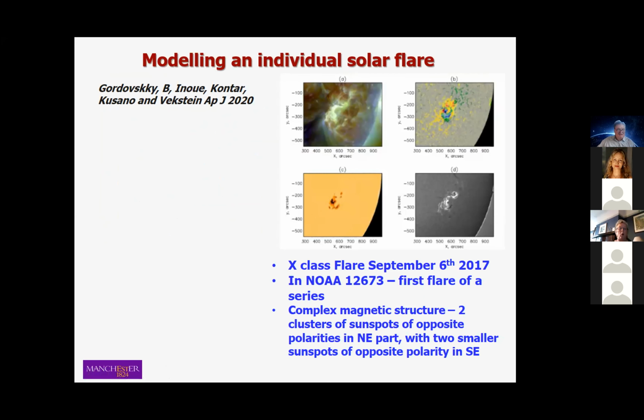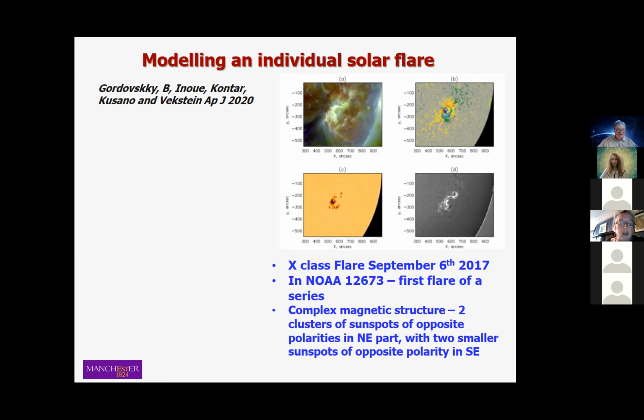But I now want to move on from that to modeling, instead of generic events, an actual flare. And so this is some work on modeling an individual solar flare, which was published recently in ApJ. And if you want more details, you can look there. So here is the event showing the EUV from AIA, the magnetic field, the sunspots on the photosphere, and the H-alpha, showing you the H-alpha brightenings. So this was an X-class flare, September 2017. There was a series of flares, but I think this is the first one.